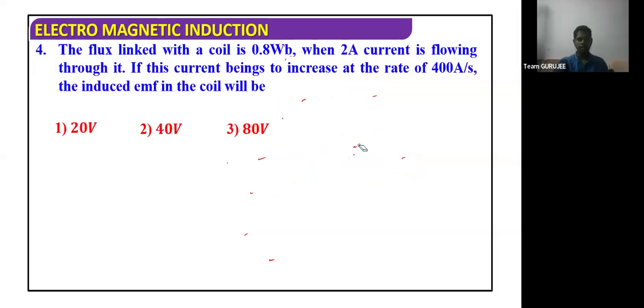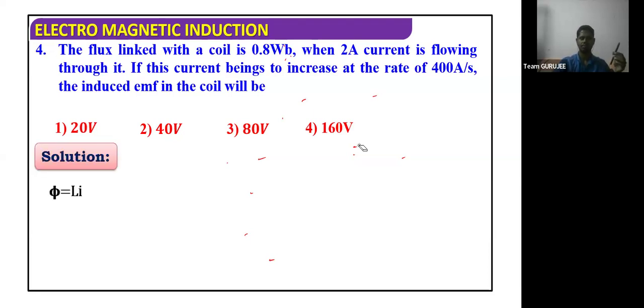Now write the question. The flux linked with the coil is 0.8 Weber when 2 ampere current is flowing through it. If this current begins to increase at the rate of 400 ampere per second, the induced EMF in the coil will be. Actually, the flux linked with the coil, the phi value, is given as 0.8 Weber.